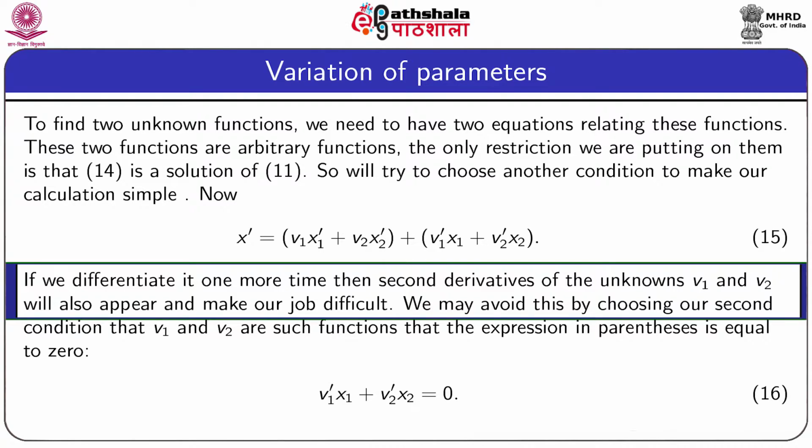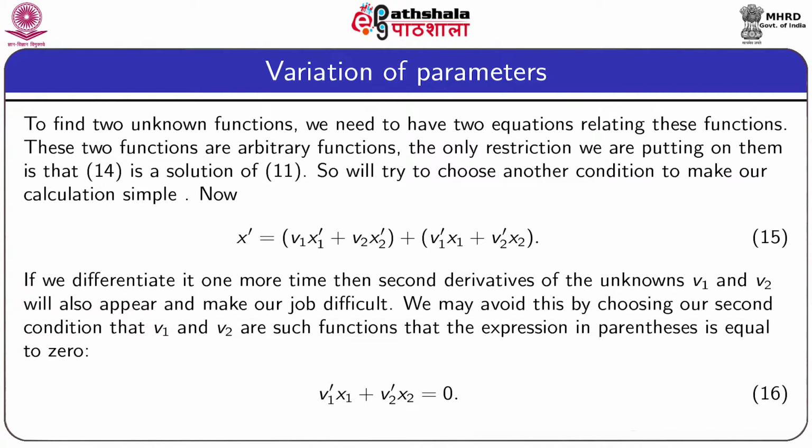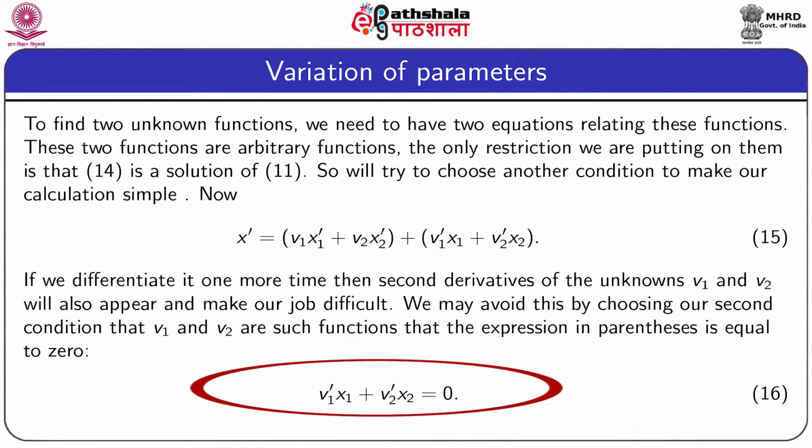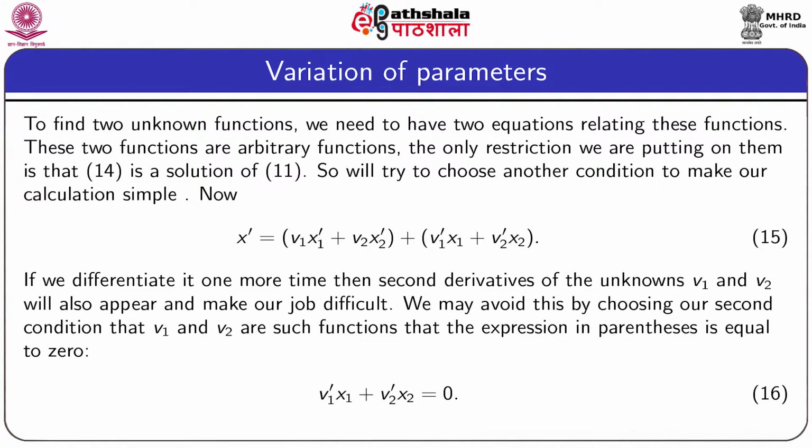If we differentiate it one more time, then the second derivatives of the unknowns v1 and v2 will also appear and will make our job difficult. To avoid this, we choose our second condition that v1 and v2 are such functions that the expression in the parenthesis is equal to 0, that is, v1 dash x1 plus v2 dash x2 is equal to 0, given by equation number 16.